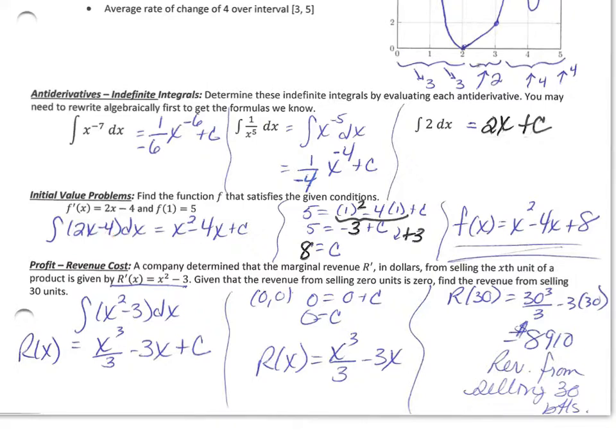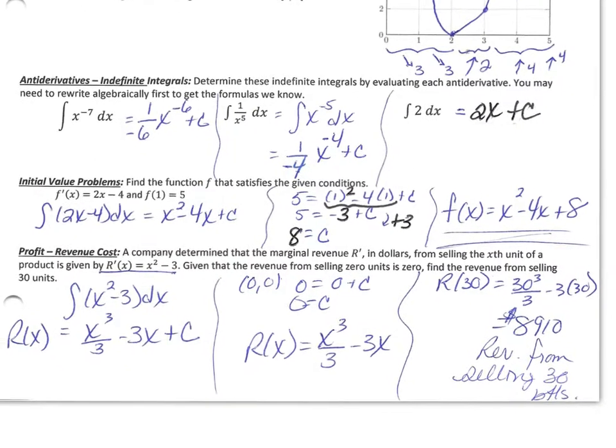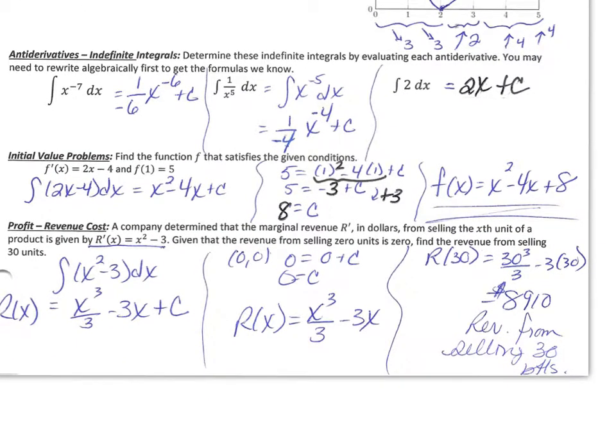Initial value problems. Find the function f. So your final answer is going to be this function. And to get there, when they give you the derivative, you have to first use the integral sign. You can't just magically appear with this. You've got to write the integral of the derivative that was given, dx. This is what tells you you're allowed to go to here.